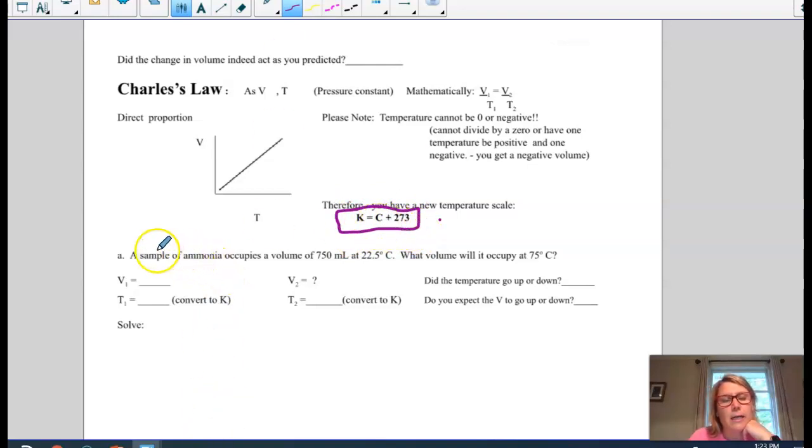So if I look here, a sample of ammonia occupies a volume of 750 milliliters. So that's 750 ml, and that's just fine. You don't need to convert it to liters. And I have a temperature of 22.5 degrees C. So if I take 22.5 and add 273 to it, this is going to be 295.5.